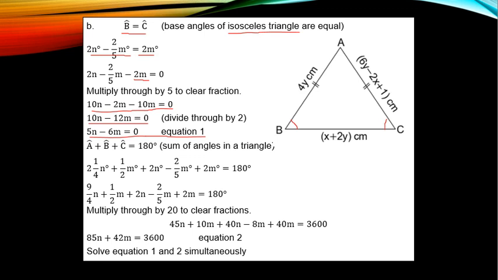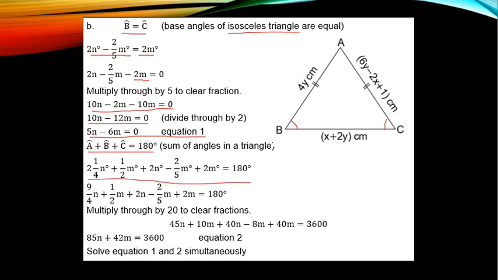For us to find n and m, we need 2 pairs of equation. So we've obtained 1. To get the other equation, the only way is to note that in a triangle, the sum of all the angles is 180 degrees. That is angle A plus angle B plus angle C is equal to 180 degrees. So you add all the 3 angles together in this form and equate it to 180.